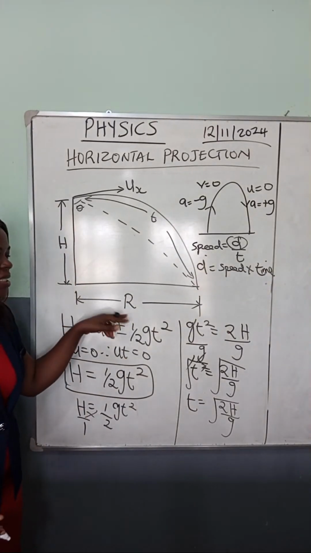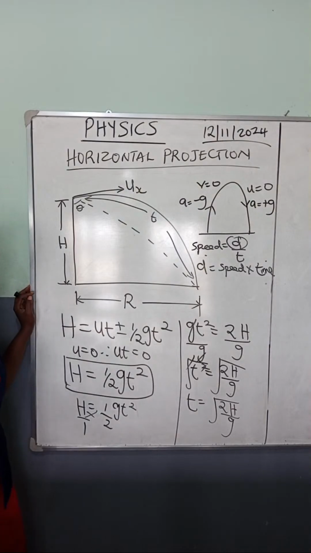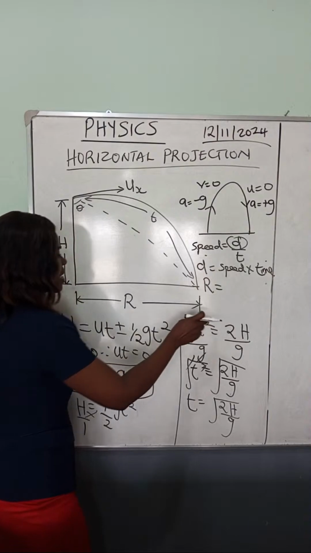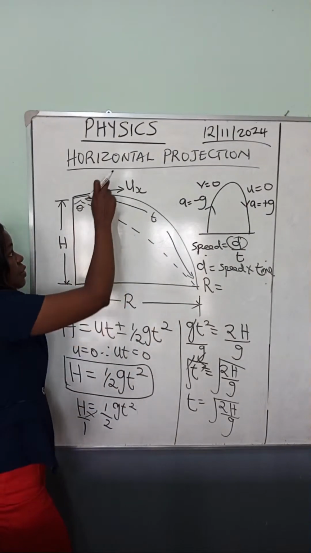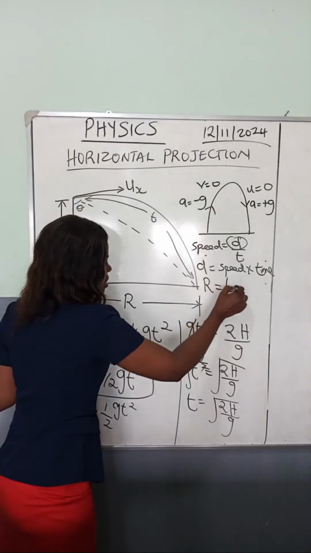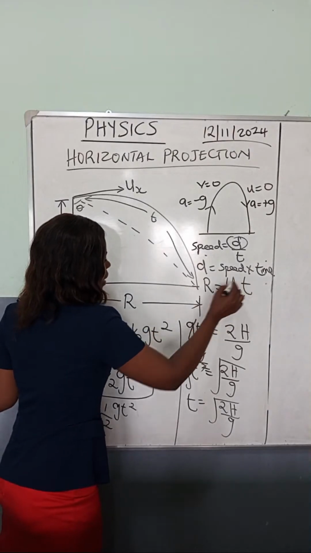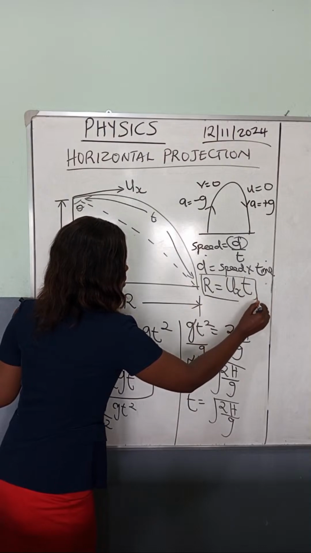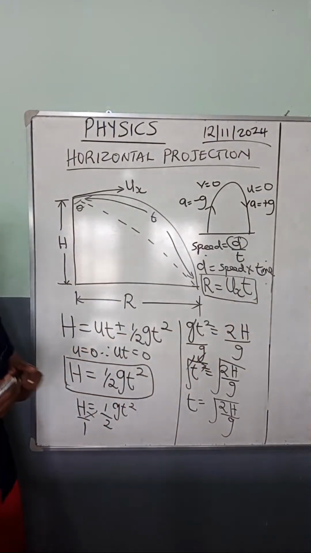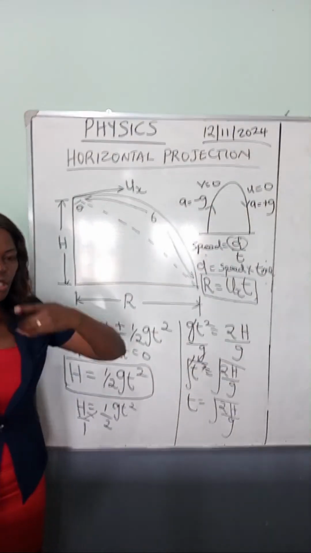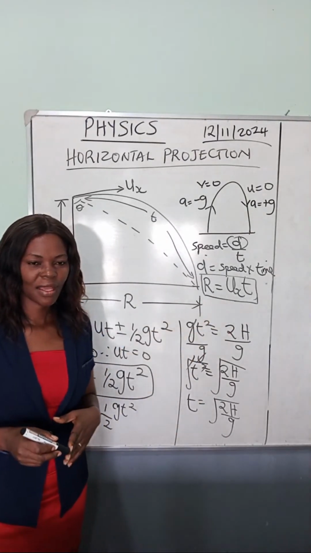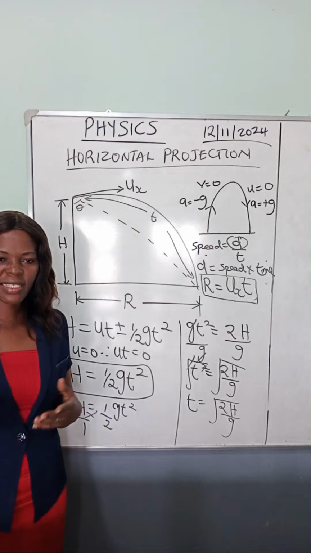But the horizontal distance here is said to be what? The range, which is R. It is equal to my speed, which is my initial velocity, ux, multiplied by time. So the formula for range is R equals uxt. The question is, why is this x there? Why did I put x there?